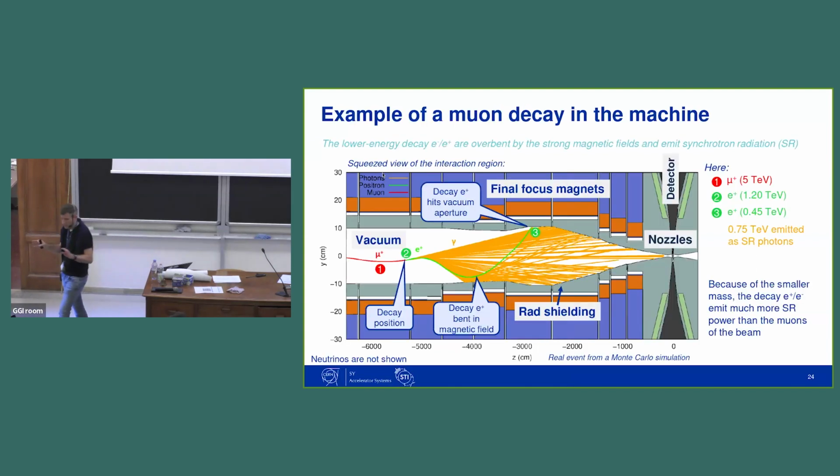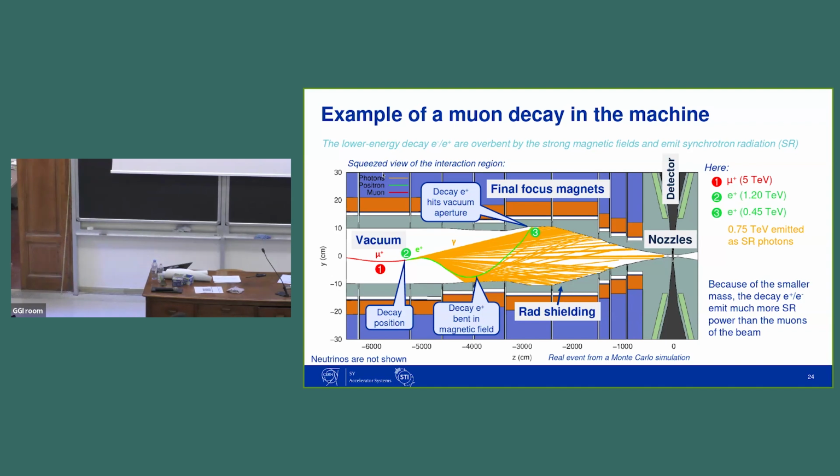Now, we know how muon decay happens. How does this now lead to background? This is a squeezed view of our interaction region. We have here the final focus magnets. Just to say that this is a length of around 60 meters, and this is only 60 centimeters, so really a squeezed view. The final focus magnets, as I said, the internal radiation shielding, these are the magnet coils in orange. These are our nozzles, and this is our detector, which is not shown here.